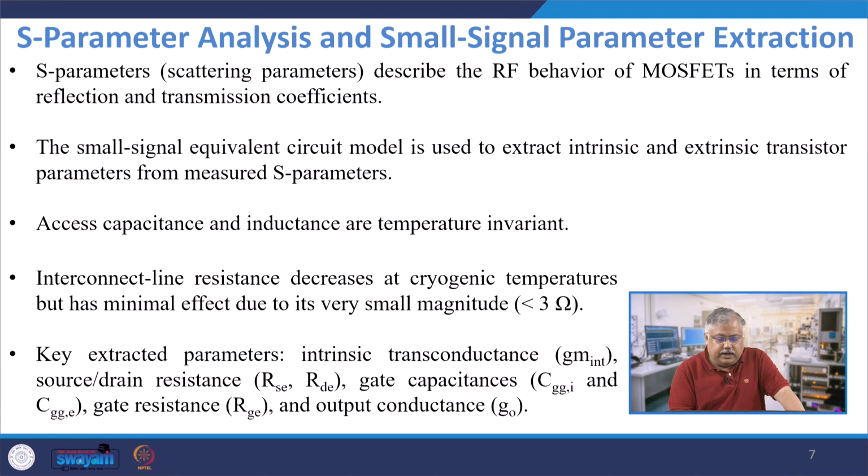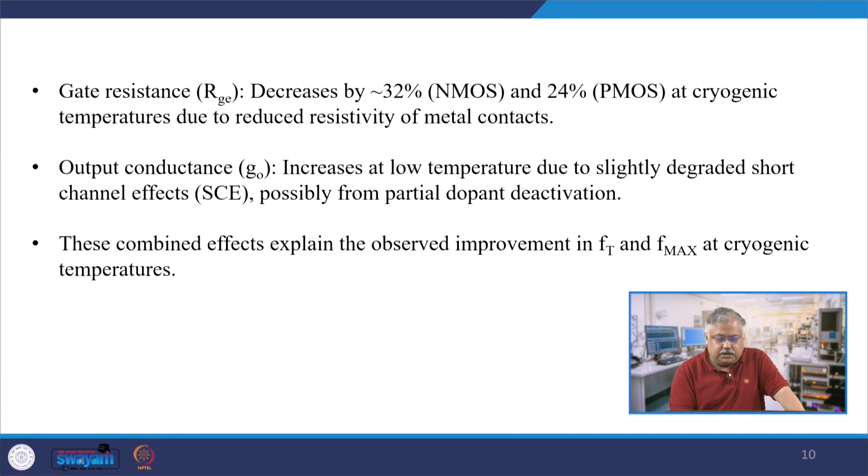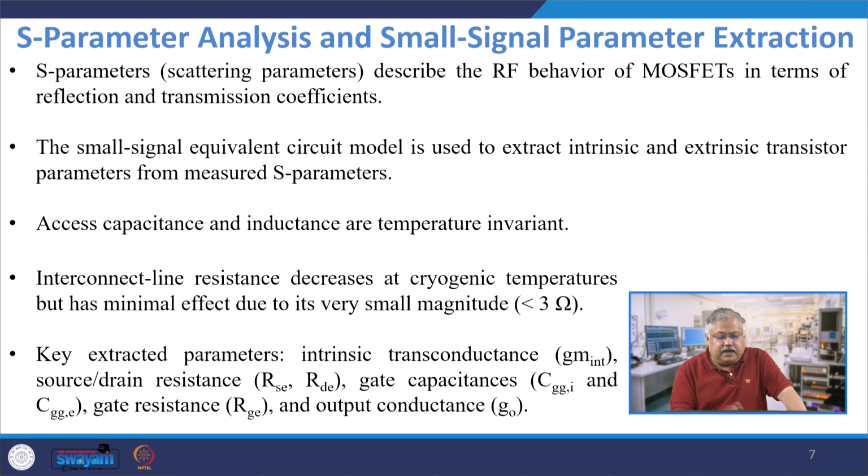Now let me do an S parameter modeling here. So we will do an S parameter analysis. The S parameters are known as scattering parameters, and they are generally used to describe the RF behavior of MOSFET in terms of both reflection coefficient and transmission coefficient. Now, the small signal equivalent circuit model is generally used to extract the intrinsic and extrinsic transistor parameters from the measured S values. So what you do is you measure the scattering matrix parameter values, and from there you get the values of intrinsic and extrinsic transistor parameters.